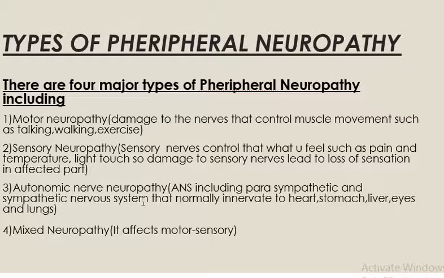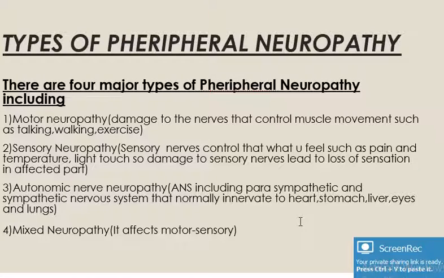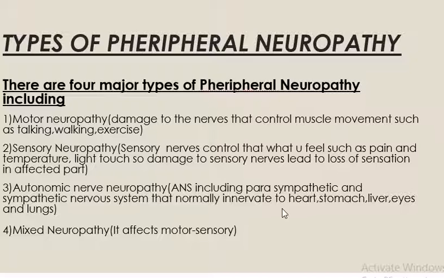And autonomic means the autonomic nervous system, including the parasympathetic and sympathetic systems. Because you know that the sympathetic system innervates the heart, stomach, liver, and eyes as well. Anyone with diabetes, the autonomic nervous system is very commonly affected. So it's very common. And mixed neuropathy affects both the motor and sensory systems.